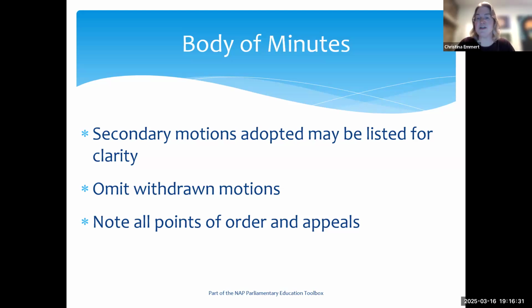And then you would put whether or not, like if a member makes a point of order, you would write what that point of order was. And then you would write whether the chairman found the point of order well taken, meaning they agreed with that member, or whether it was not well taken, meaning they disagreed with the member. But yes, you would write down what the point of order was.